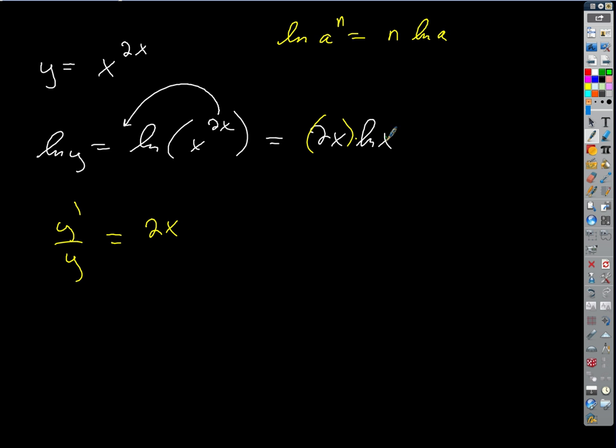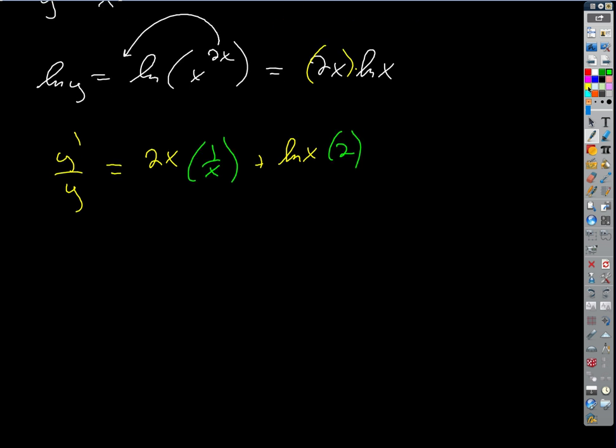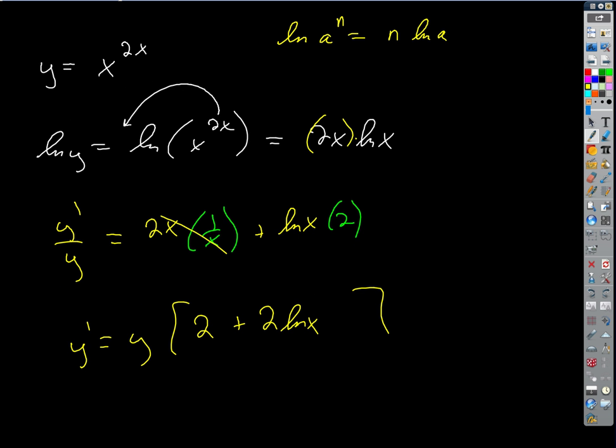What's the derivative of log x? Plus v times the derivative of u. Right, and so we just end up with y prime equals y times whatever I get when I simplify all that. Well, look, the x is canceled, so I just get 2 plus 2 log x, and then y, we already know what that is. Y is just x to the 2x.